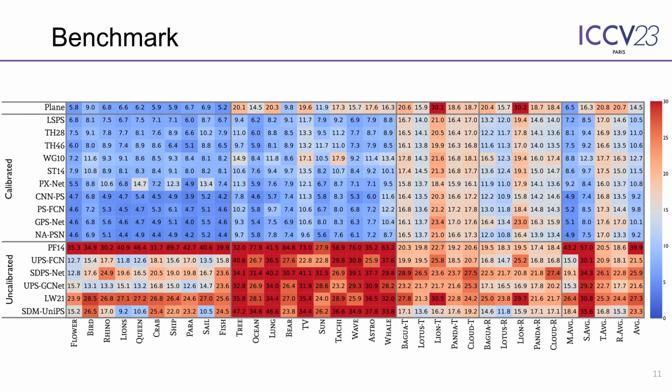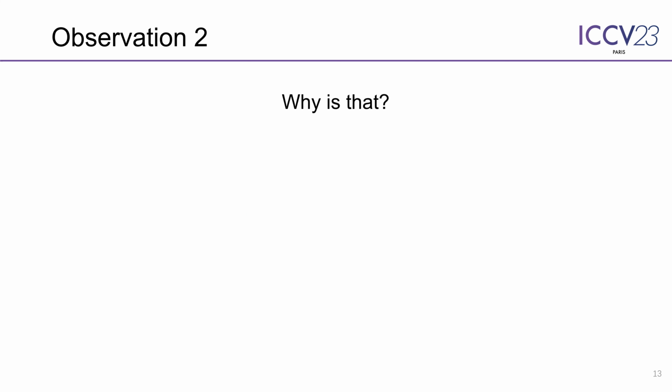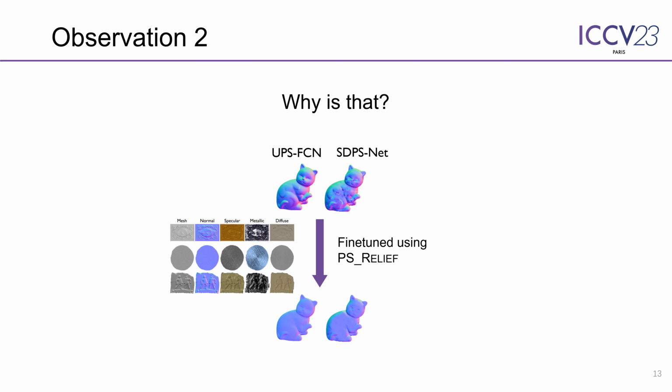Now, let's focus on the uncalibrated methods. The errors are much worse than those of calibrated methods. As we can see, compared to the ground truth, the estimated results are more colorful, indicating there is more variation along the axis direction. We fine-tune the selected uncalibrated methods, UPSFCN and SDPSNet, on our synthetic dataset, PS Relief, which consists of near-planar surfaces. On the DiLiGenT dataset, the estimated normal predicted by the fine-tuned model becomes much more flattened.